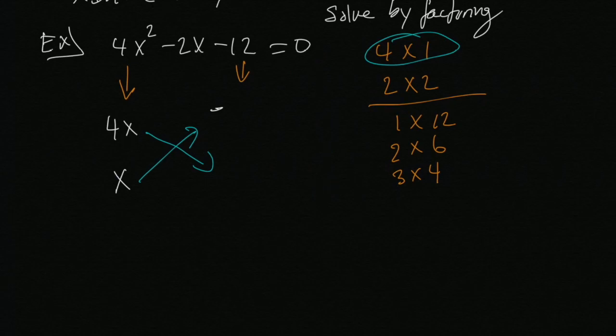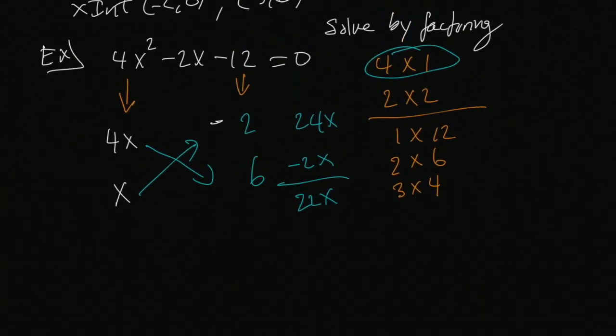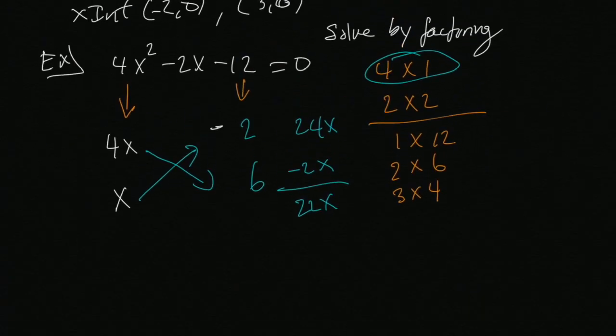So instead of using the 1 and 12, we will use the 2 and 6. 4 times 6 is 24x. X times 2 is negative 2x. And we add them together, and that gives you 22x. Again, that doesn't work. So what we have to do is switch the 2 and the 6.